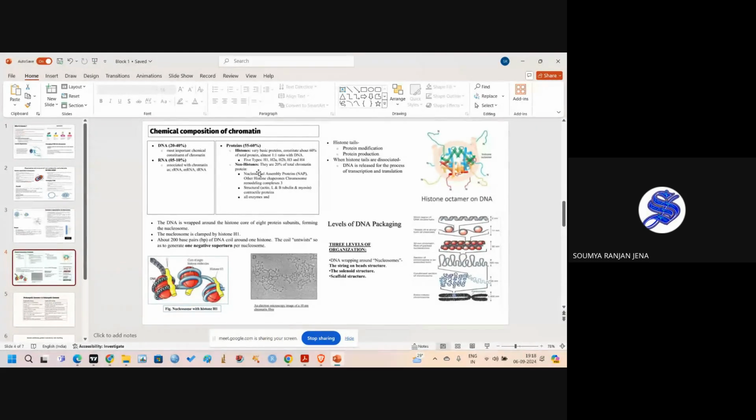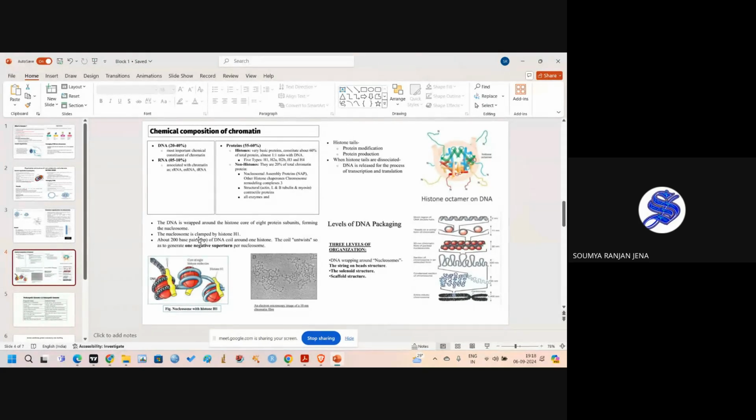As we discussed, nucleosome assembly points, structural proteins which attach during the meiosis process. These structural proteins are called actin, tubulin, and myosin, and all enzymes like we previously described, such as DNA topoisomerase.